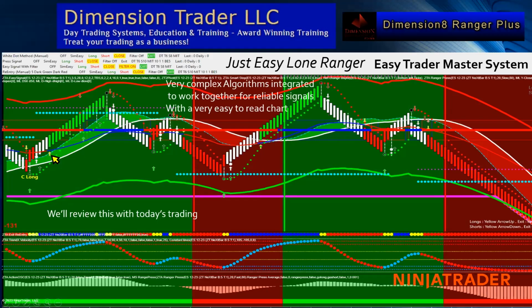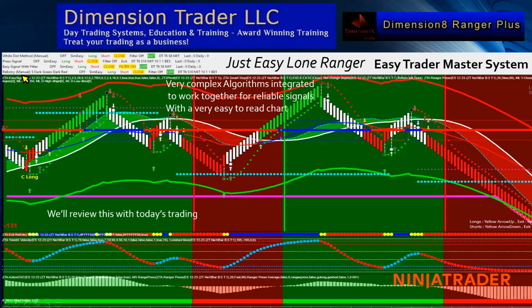So that's okay. Here's one right here. You can see it right here. See how this pulls down, and the Lone Ranger is green right down here, and this comes down, and there's a re-entry signal right there, and there's the entry right there. So there are three techniques to get in. Now those are all automated. Okay, you can turn them on either with the press signal, the easy signal, or the re-entry signal. So there's three techniques of getting in.